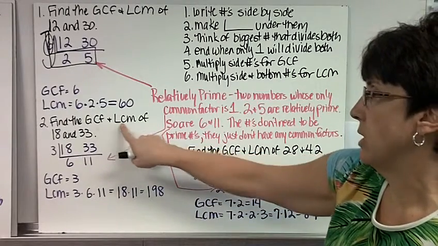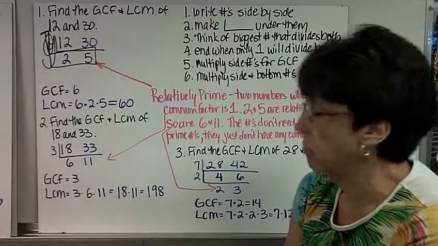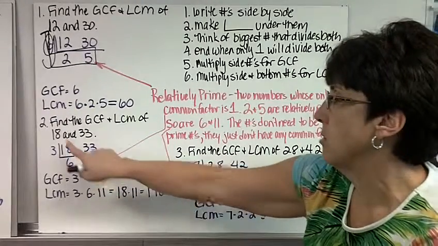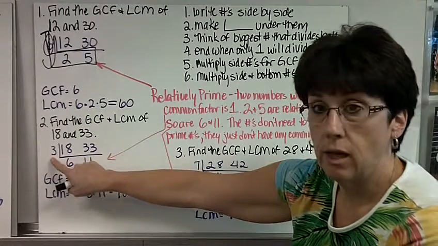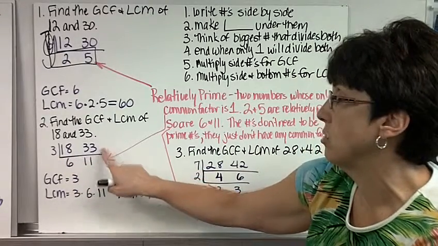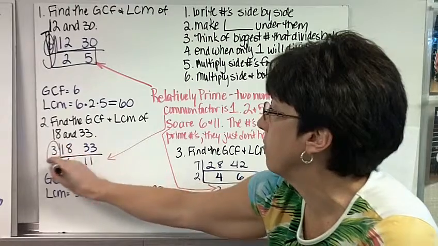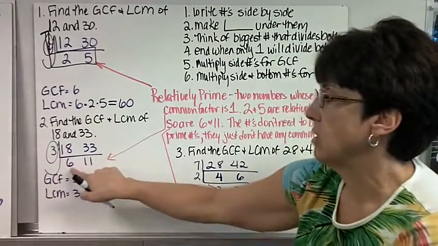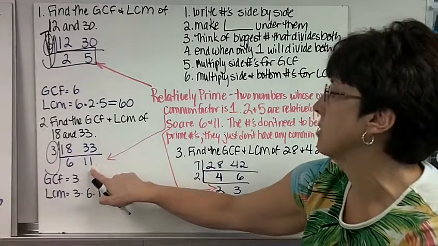Now let's find the greatest common factor and least common multiple of 18 and 33. A little bit harder. So I write the numbers down, make my L. What goes into 18 and 33? 3. How many times does it go into 18? 6. How many times does it go into 33? 11. So once again, I'm finished because the only thing that goes into 6 and 11 is 1. I'll talk about the pink arrow as soon as I'm done with this one.